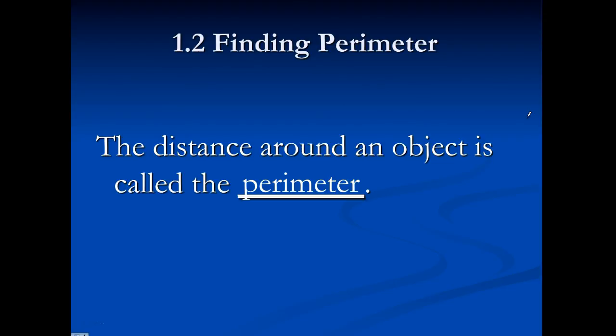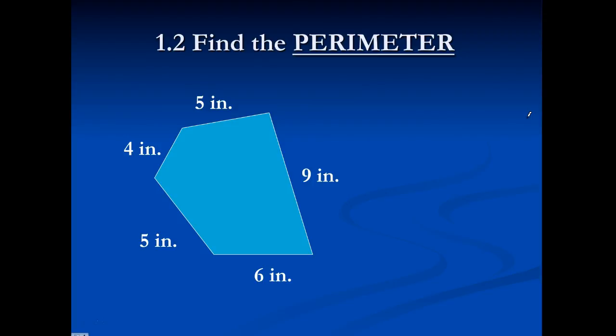That'd be like the fence around your yard is the perimeter, or the baseboard around a room is the perimeter of that room. So if you're asked to find the perimeter of an object, all you're doing is going to add up the distance around. Like say we had this object here, and each side is labeled. If I asked you to find the perimeter, you should know that I'm going to add those numbers.